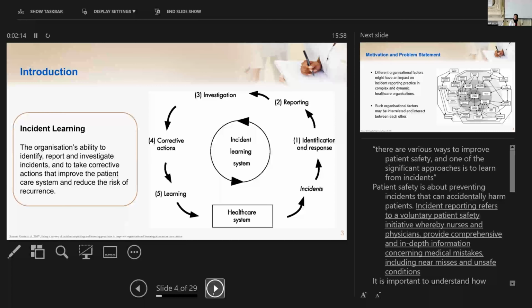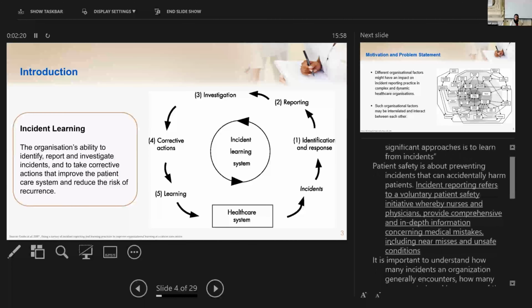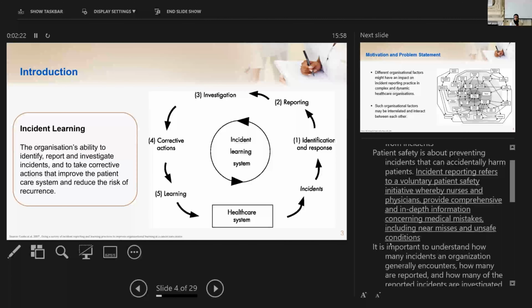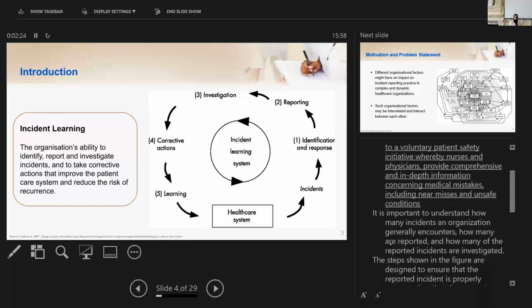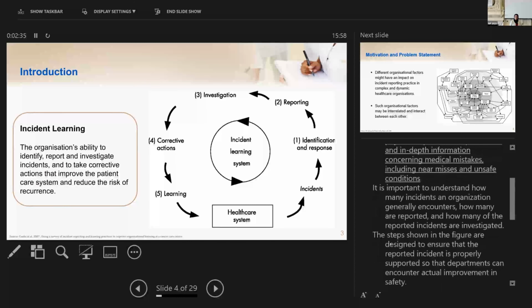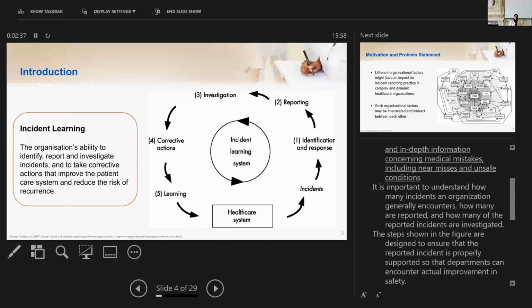There are various ways to improve patient safety, and one of the significant approaches is to learn from incidents. Incident reporting refers to a voluntary patient safety initiative whereby nurses and physicians complete a report about a medical mistake that happened, both near misses and unsafe conditions. It's important to understand how many incidents occur in an organization, how many of them are reported, and how many of the reported ones are being investigated.